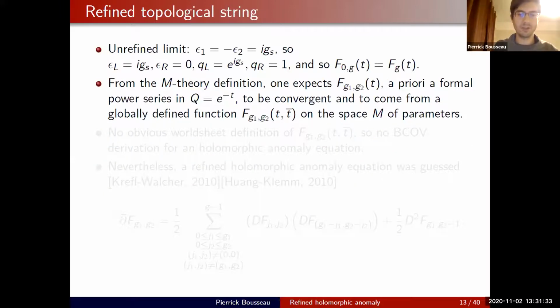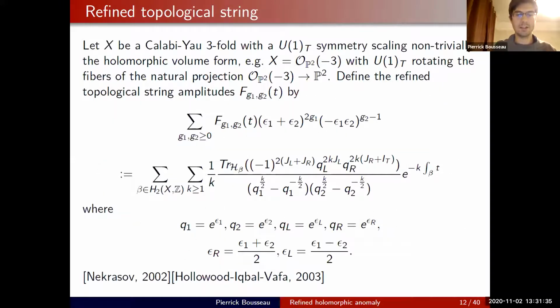Somehow it will be the key point of the story that the g1, g2 parameters apparently do not have an obvious geometric meaning. They are the coefficients of the expansion in epsilon1, epsilon2, and the expansion in epsilon1, epsilon2 is taken from the refined BPS expression in terms of the Q parameter by some formal change of variables. For the ordinary topological string, Fg admits a more direct worldsheet definition as the genus g amplitude. But for general g1 and g2, you do not have such an interpretation.